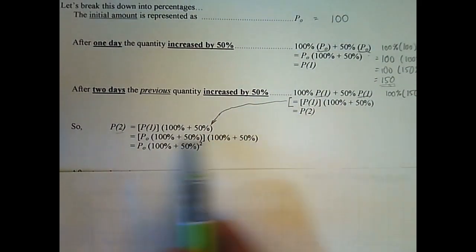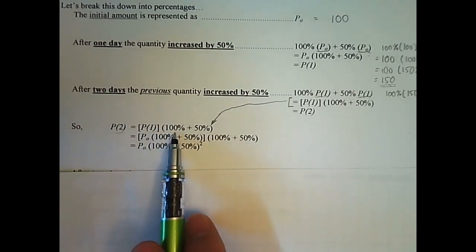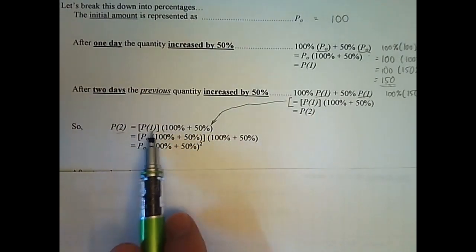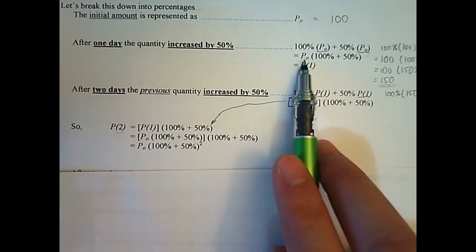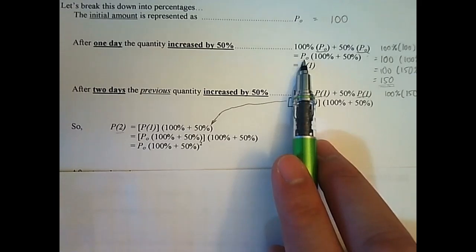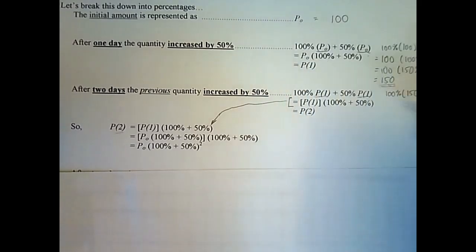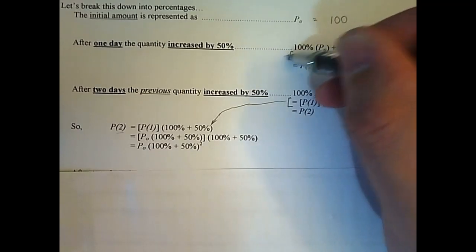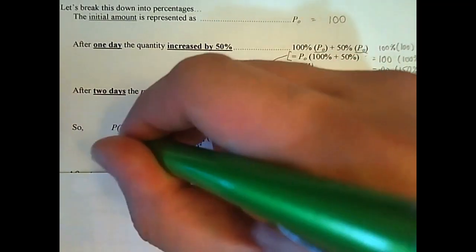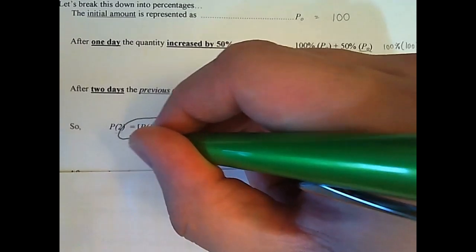So the day 1 population is 100% plus 50%. Well, what did we say the day 1 population was? The day 1 population is here. We said that's equal to the initial population times 100% plus 50%. So we got this part of this equation, and we moved it over here. So now it takes up this spot.